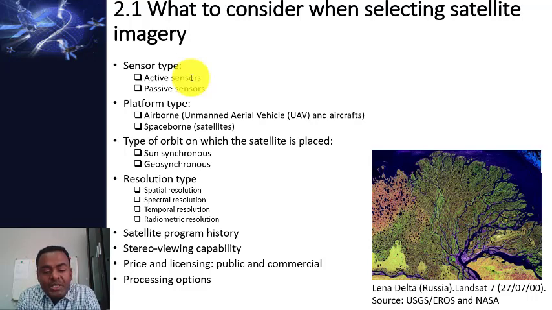Another issue is the capability of stereo viewing. It all depends on your purpose.